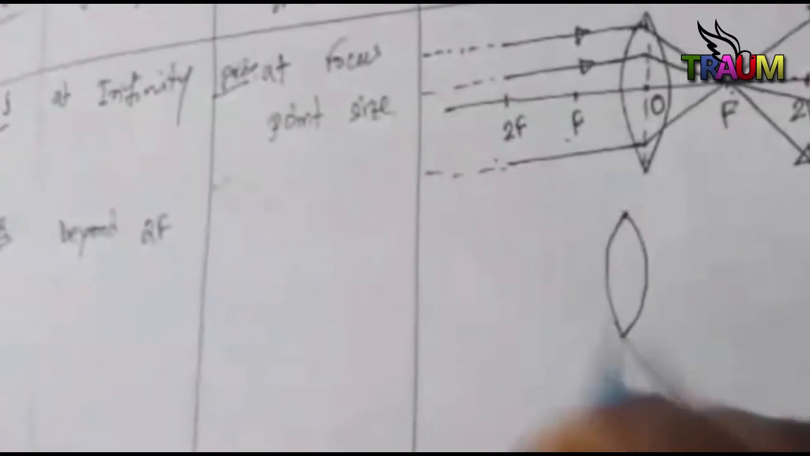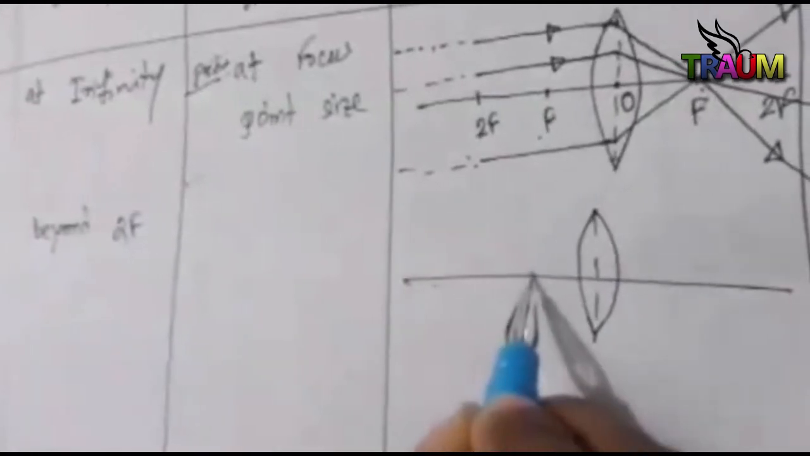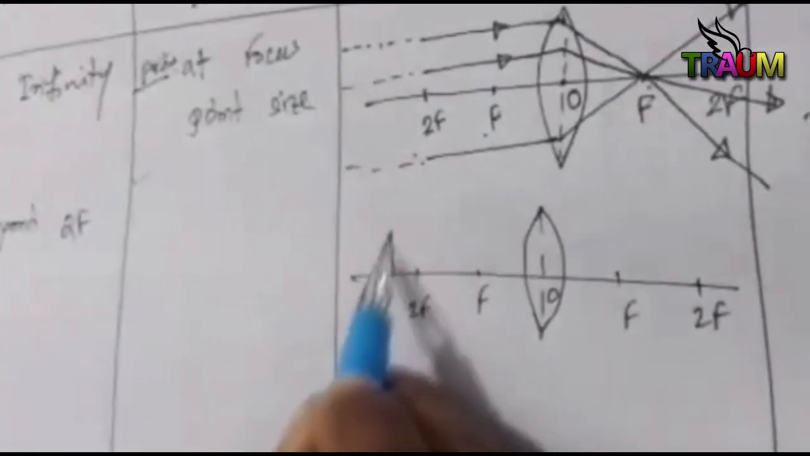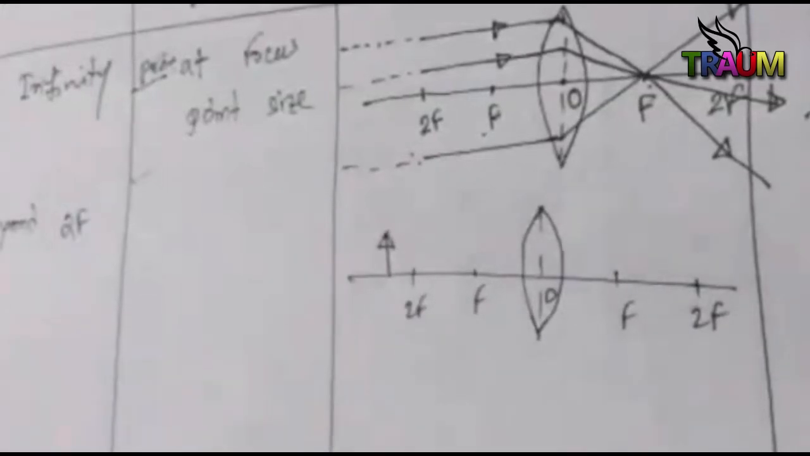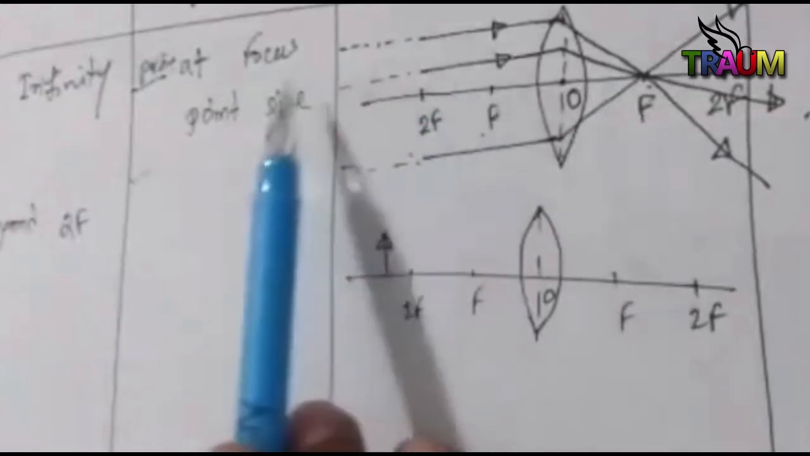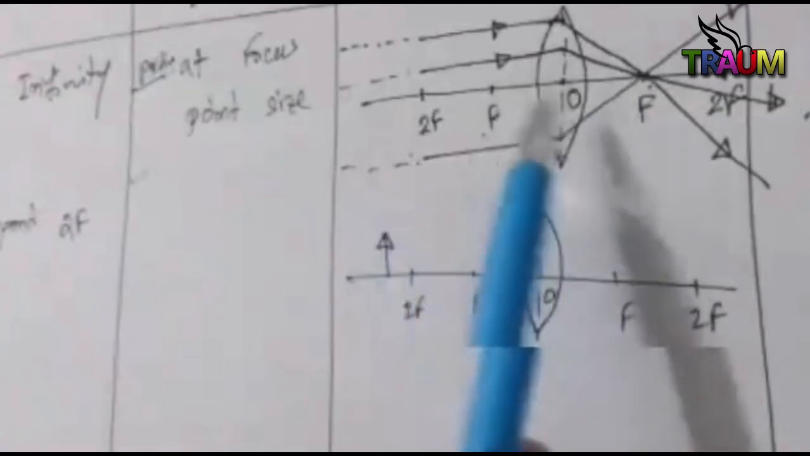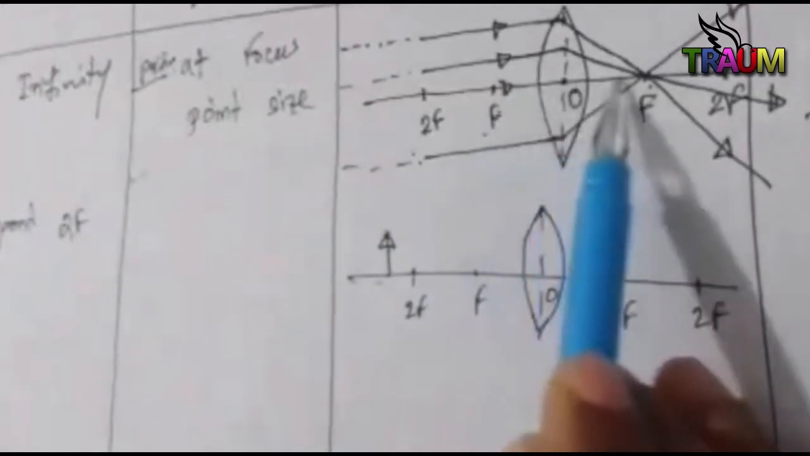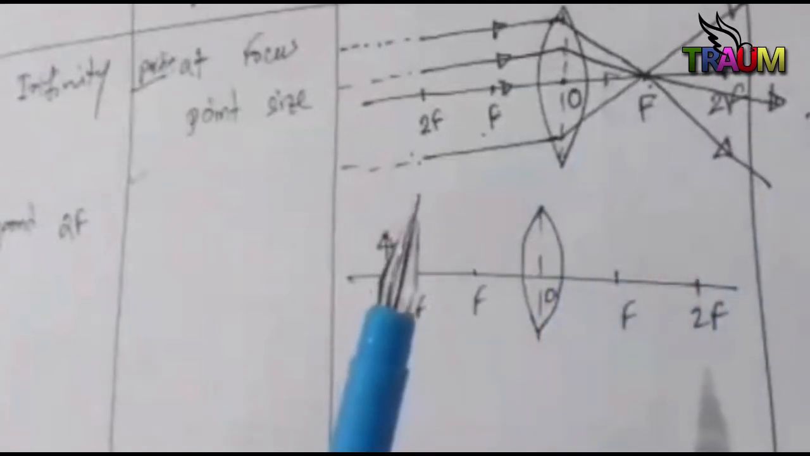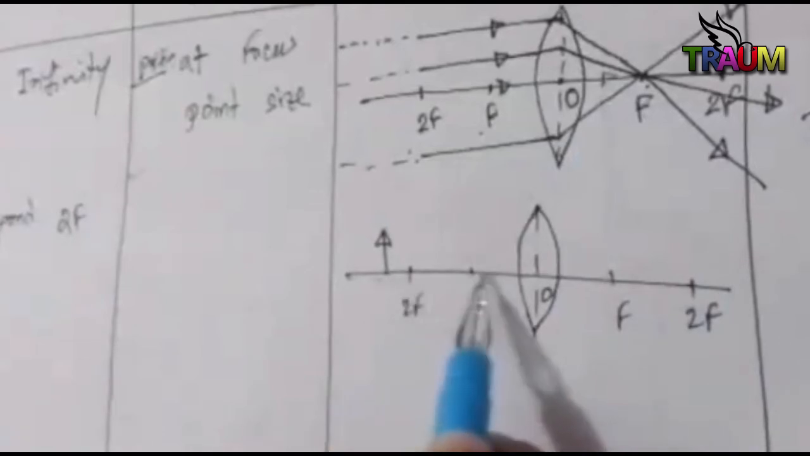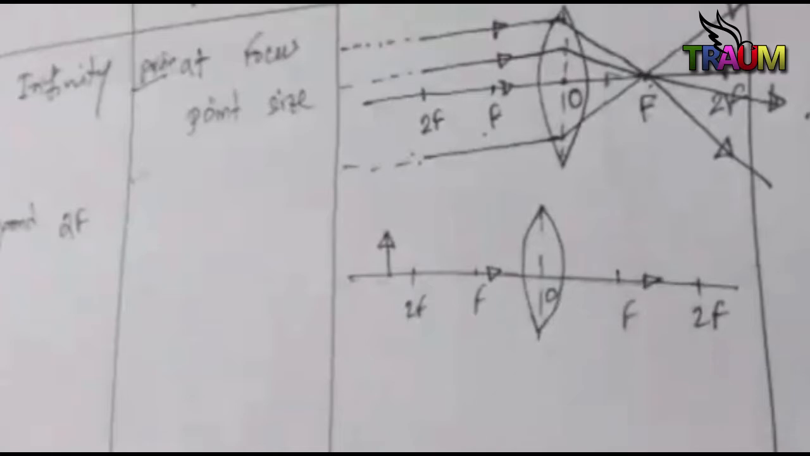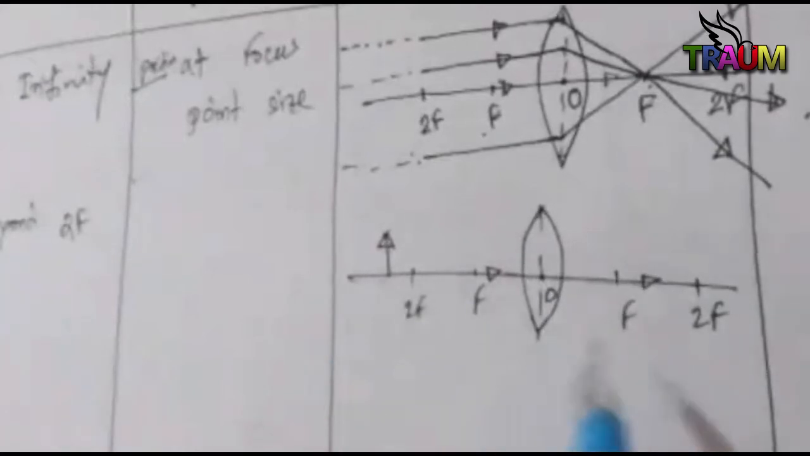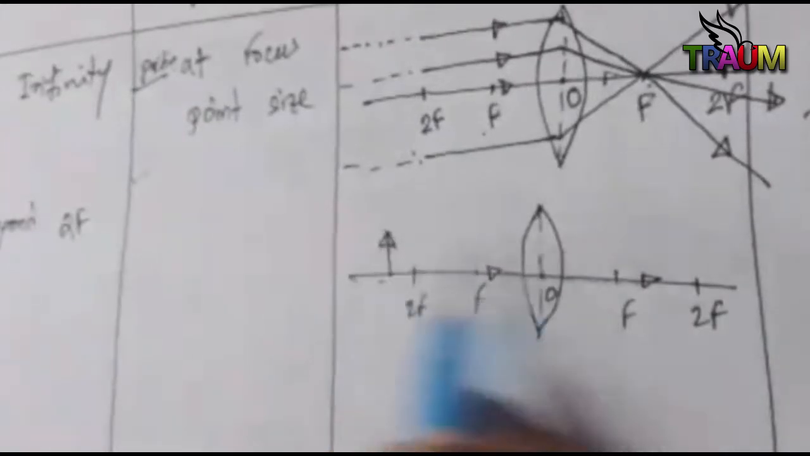Now, replacing another object. This is in beyond twice F. So, if light ray comes parallel with this principal axis, then through the lens, it will go through the focus. Principal axis, it will go through this line. Okay? So if light ray goes through this principal axis, it will go directly. It will not bend. Another one, if light ray goes through this optical center, it will go through directly. It will not bend.